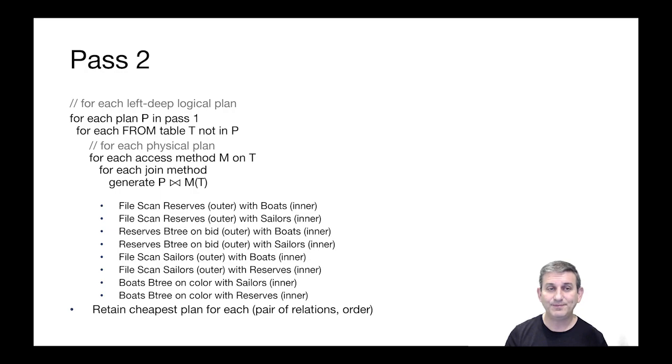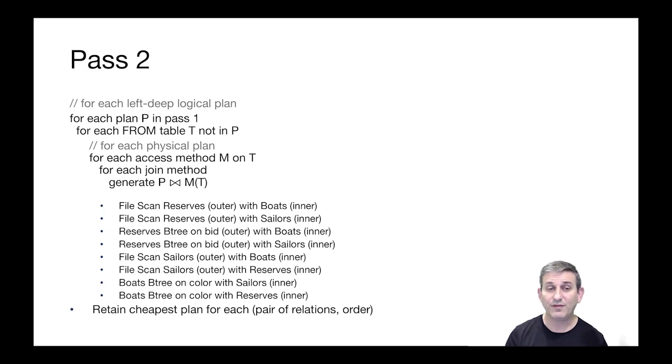Now in pass 2, for every left deep logical plan, that is to say, for every plan P in pass 1, and for each from table T that's not in P, we're going to join them together. So those are all the possible left deep logical plans. And then for each physical plan that corresponds to that, we're going to look at each access method on the right-hand side, T, and then each join method for combining the right-hand side to the left-hand side. We're going to generate P with that join method on the access method of T.